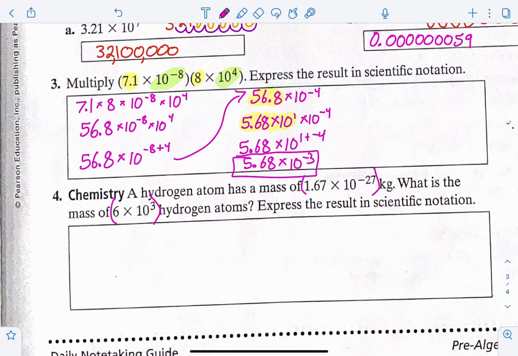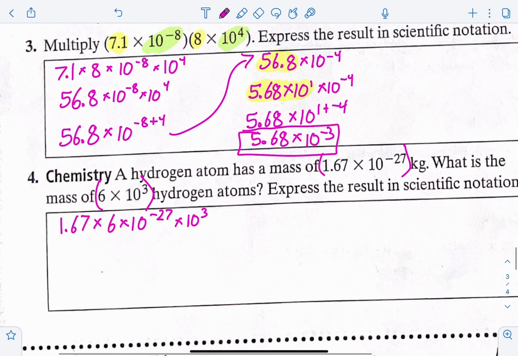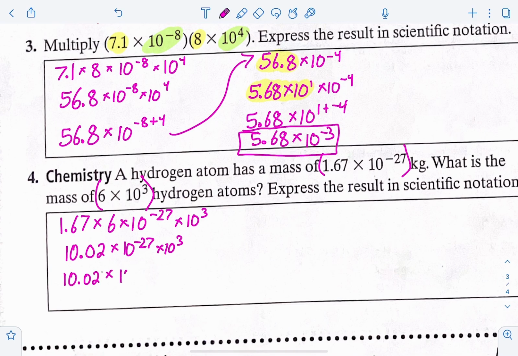Okay, so when I sort those out, I would have 1.67 times 6 times 10 to the negative 27 times 10 to the 3. 1.67 times 6 is going to give me 10.02 times 10 to the negative 27 times 10 to the 3. I have both those powers of 10, so I'm going to have 10.02 times 10 to the negative 27 plus 3. 10.02 times 10 to the negative 24.